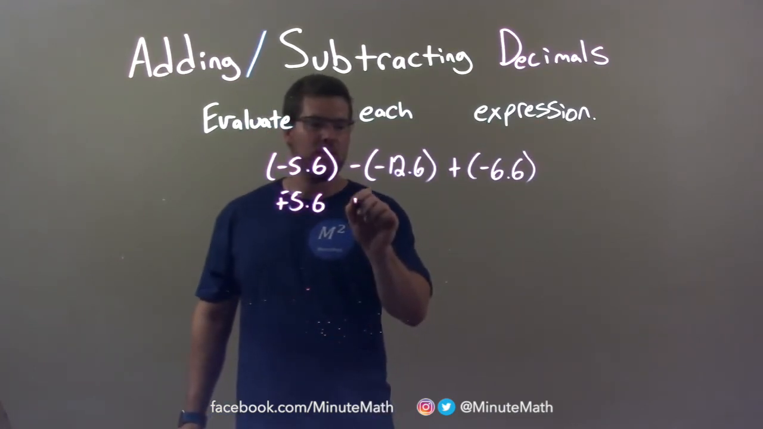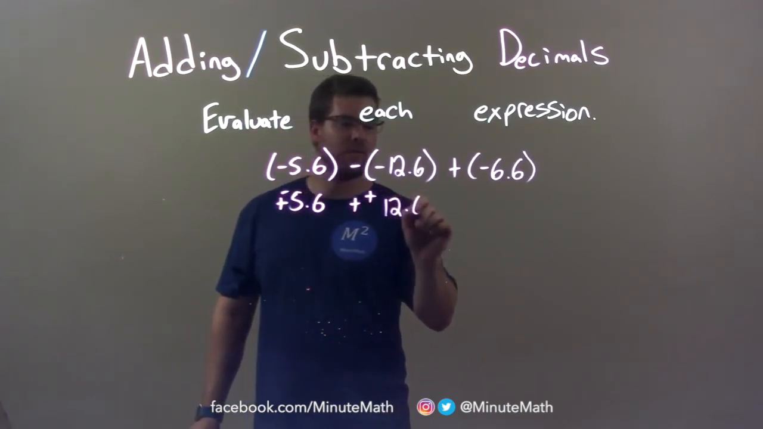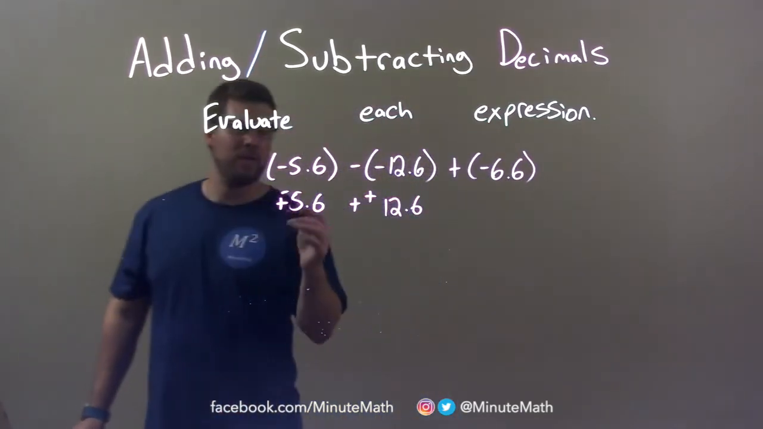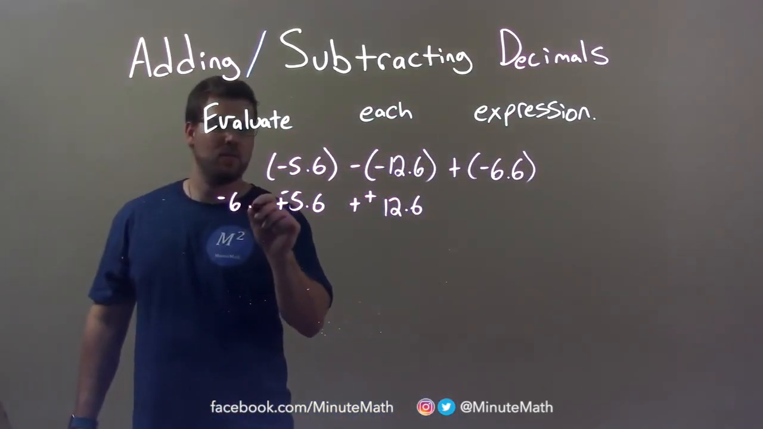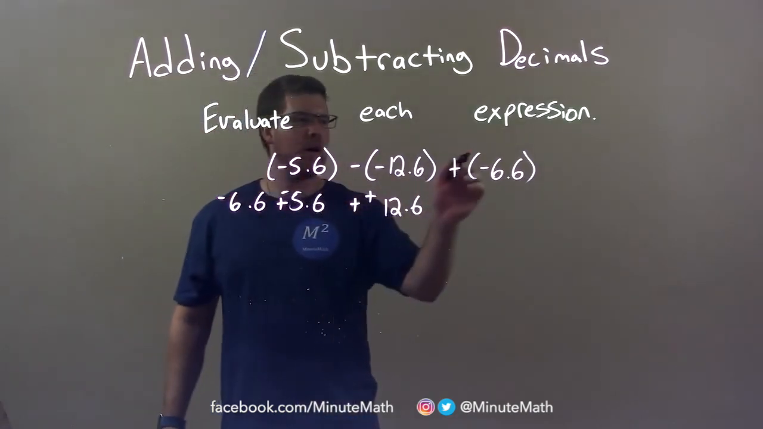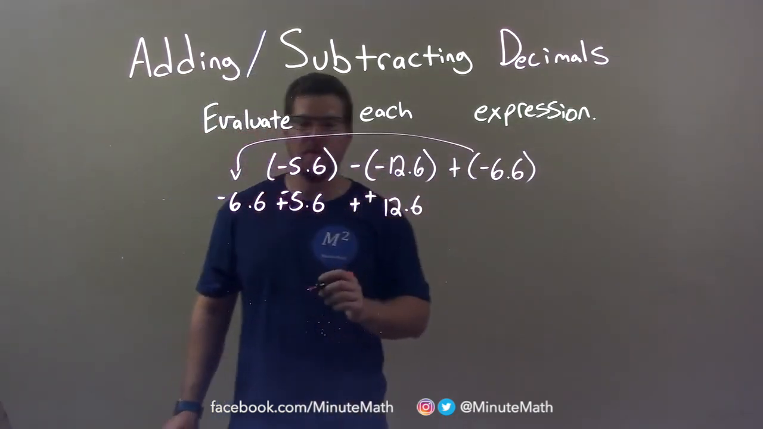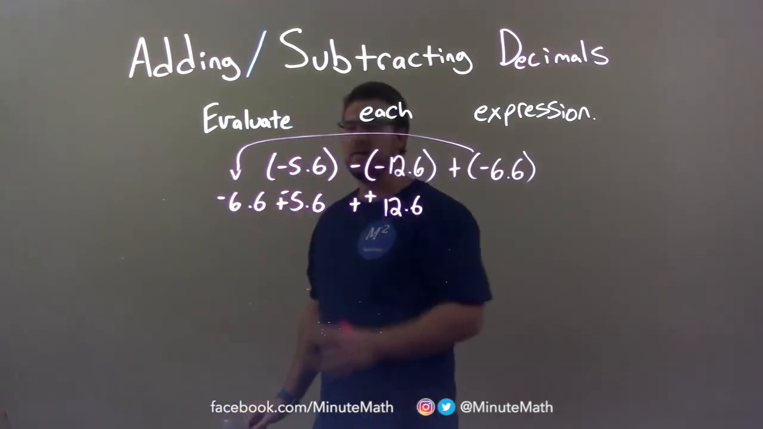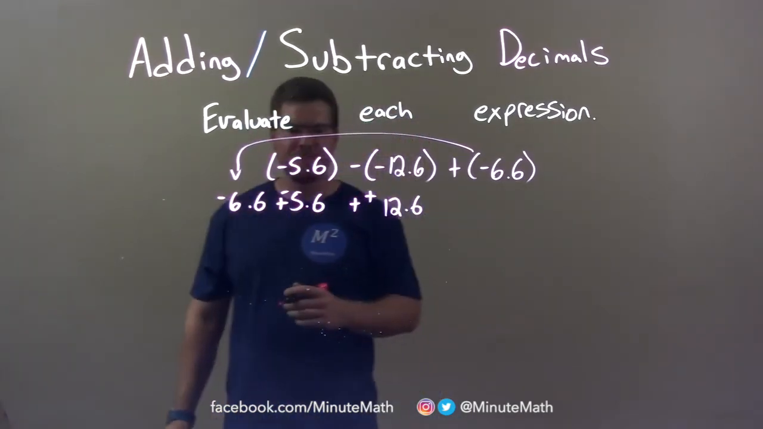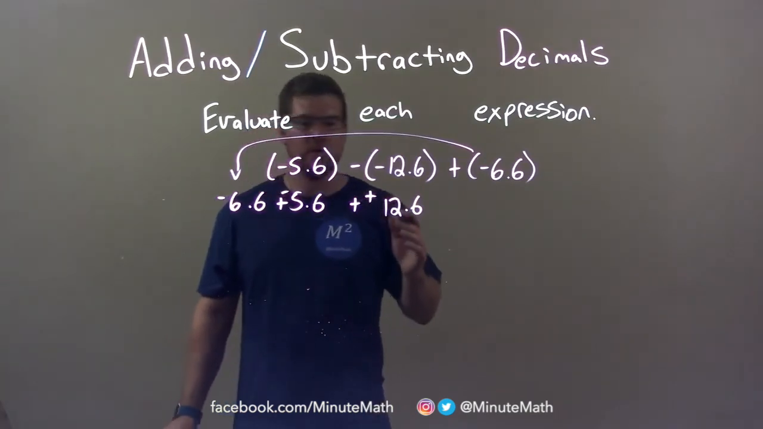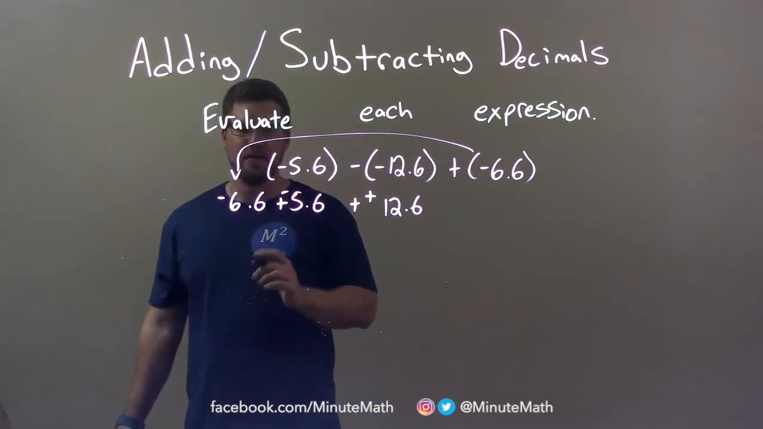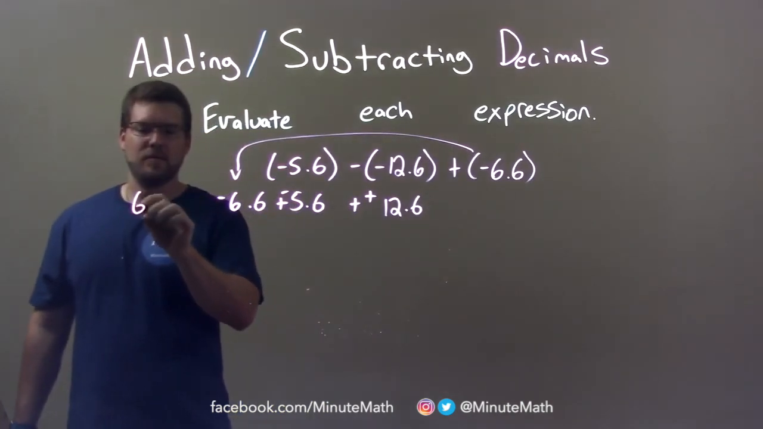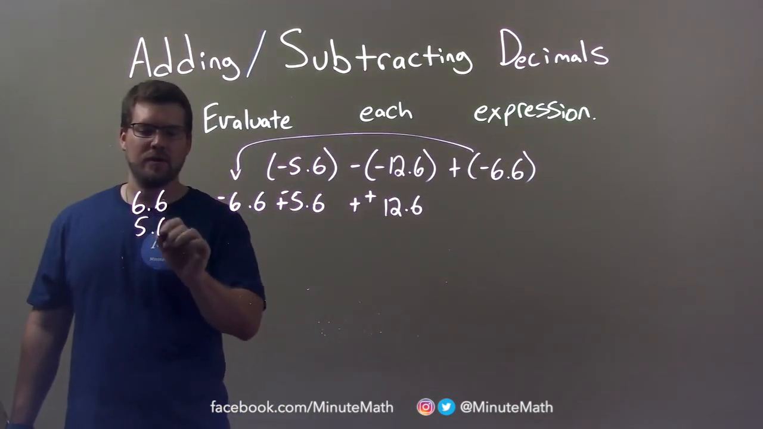Then we have plus here plus a positive 12.6. Then this adding a negative 6.6, I'm going to put it with this other negative. So we have negative 6.6, bringing it all the way around here. And that's just because I want to rearrange eventually the negatives together. So we have two negative numbers and a positive number, all right? So what I'm going to do first is combine these two negatives, negative 6.6 and negative 5.6. So we can do that right here, 6.6 and 5.6.